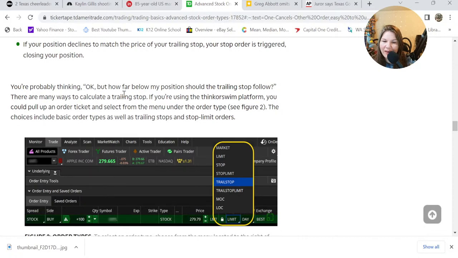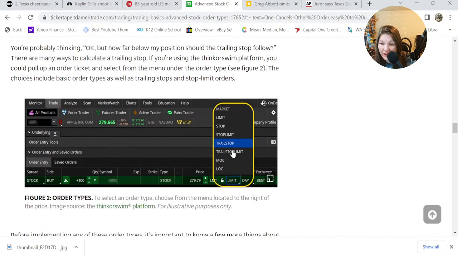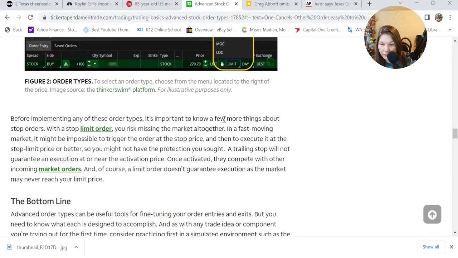There are many ways to calculate a trailing stop. If you're using the thinkorswim platform, you could pull up an order ticket and select from the menu under the order type. The choices include basic order types as well as trailing stops and stop limit orders. See? Trail stop limit, trail stop. They're right there for us, guys.